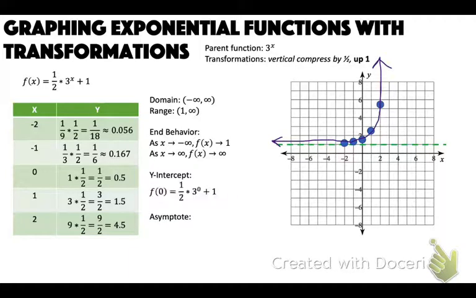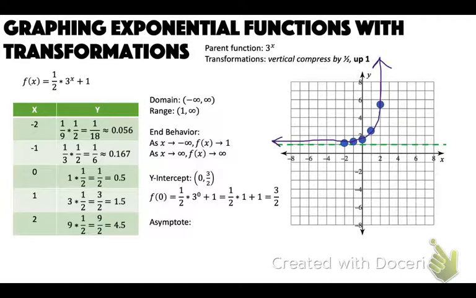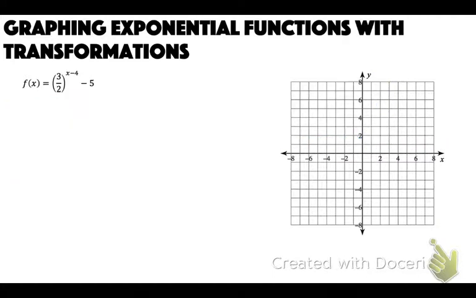The y-intercept, so we can just find that by plugging in 0. Or you could figure out by looking at the graph, like I can see it's 1.5. But if I just plug 0 into this function that I started with, and then simplify that down, you're going to get 1/2 times 1 plus 1, which is 3/2. So the y-intercept is 0, 3/2. And our asymptote is y equals 1. Okay, let's do another one.